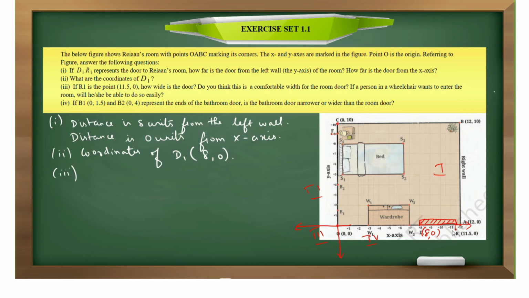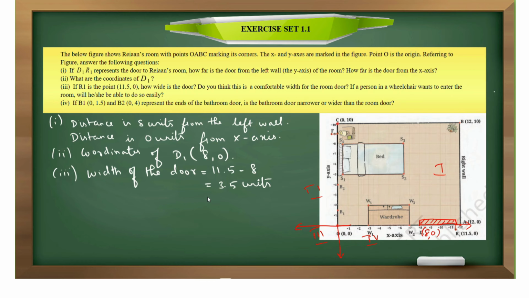So similarly, in this problem we are going to subtract the distance of 11.5 and 8, because these two are the distances from the origin. To find the width of the room door, it is equal to 11.5, the largest value, minus the smallest value, 8, which is going to be 3.5 units. Okay, so this is the width of the door.